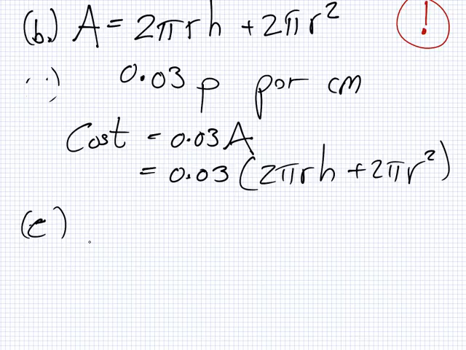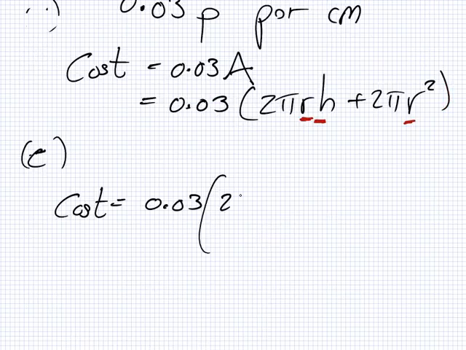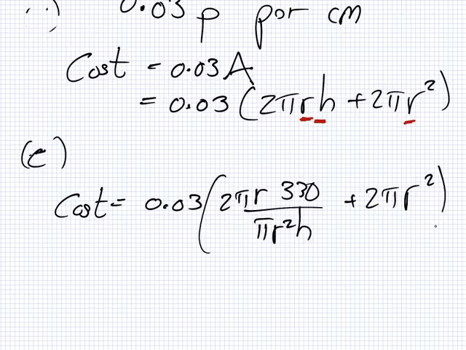C. What is the cost in terms of r? So when we look at the last one, the cost is in terms of r and h. And this time I want a formula for only r. So any ideas on what I can do to substitute for h? Go back to the original. I can say here that h equals 330 over pi r squared. So I can use that instead. 2 pi r, and then h is 330 over pi r squared, plus 2 pi r squared.